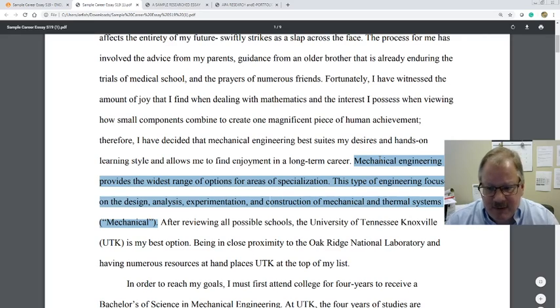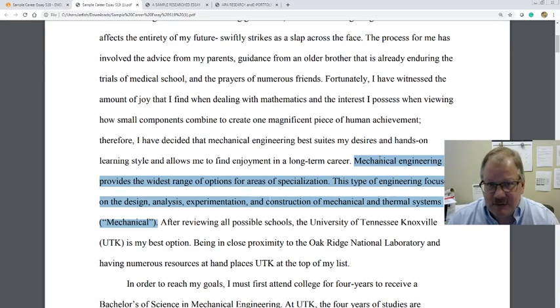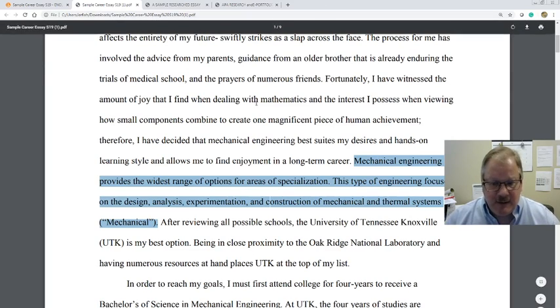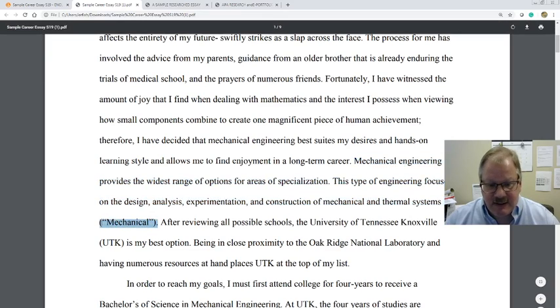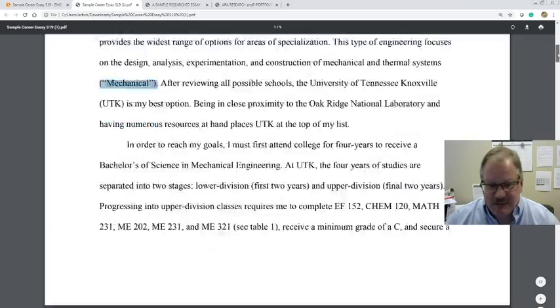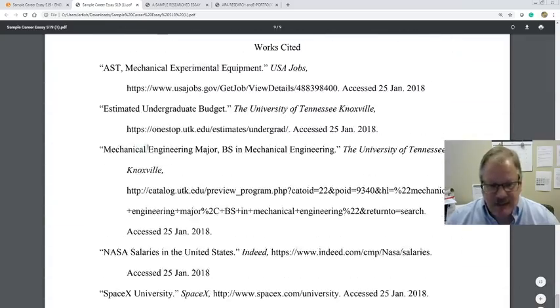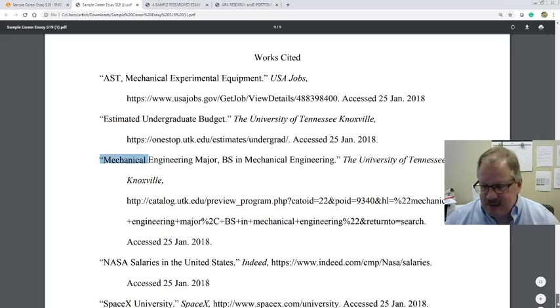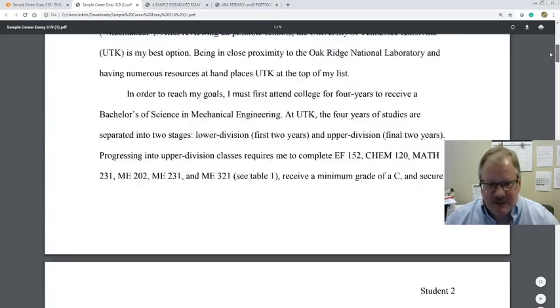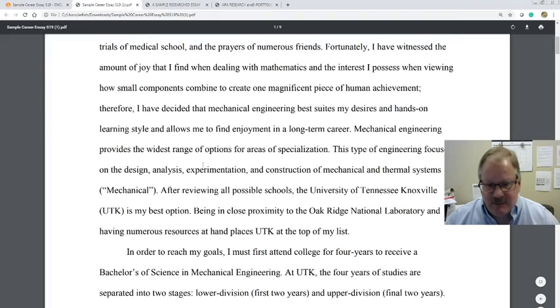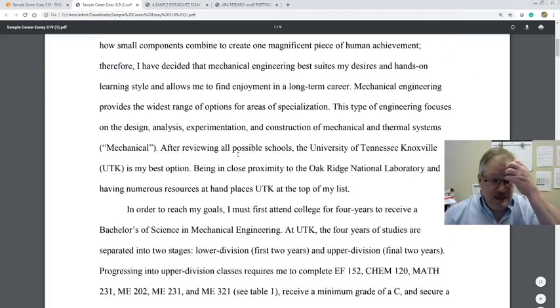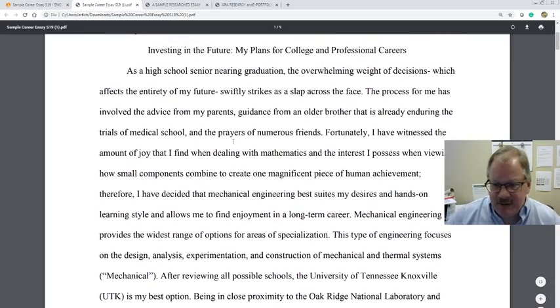he's doing a summary or paraphrase, telling us what mechanical engineers do. And then you can see the citation there. And if you go to his works cited page, you ought to see a mechanical entry there. And there it is. So I know exactly where that information came from. I could go check that source. Assuming that link's correct, I should be able to click on that, go straight to that source, and see where that information came from.